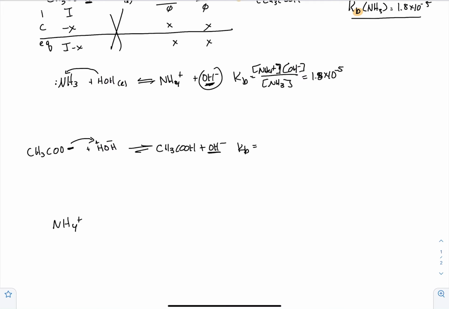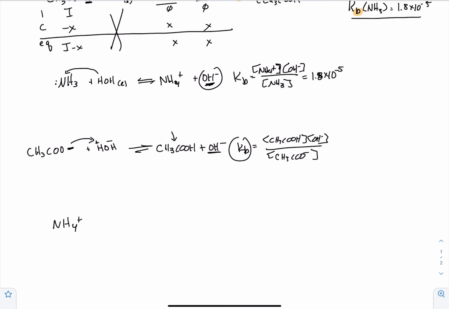And then you're going to end up with CH3COOH times OH minus over CH3COO minus. Now, when you go to the Kb chart and try to find the Kb for this, it won't be listed. You can look and look and look. You will not find a Kb value for this. But you will find a Ka value for this.